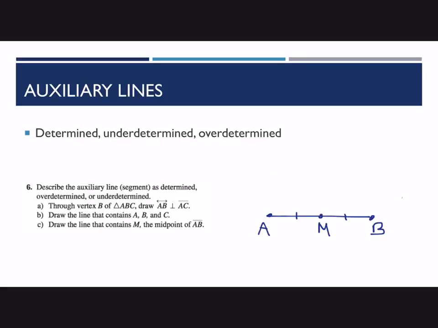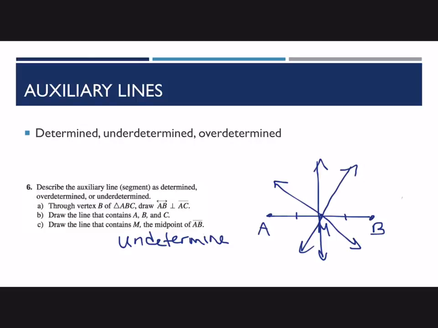Well, which line that contains M? So are we talking about AB? Are we talking about a line like this? Maybe it's perpendicular to AB through M. Could be this one. So in this case, it's possible to draw that. And by drawing a line through M, we're not forcing any extra conditions on segment AB or on M. But notice in this case, there are multiple figures that are possible. So this is an example of an auxiliary line that is underdetermined. Okay, meaning it's not possible to draw exactly one line that has these conditions described.